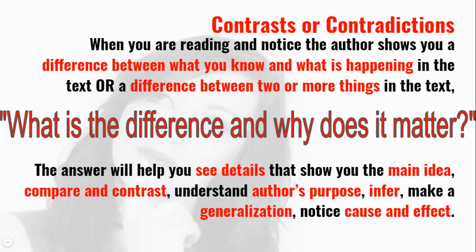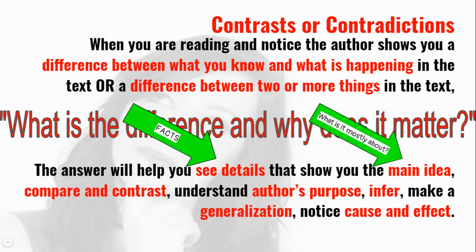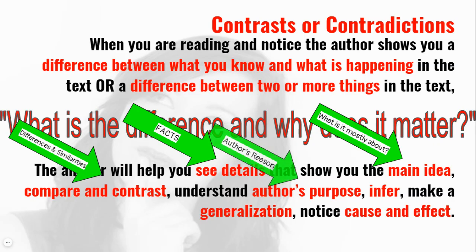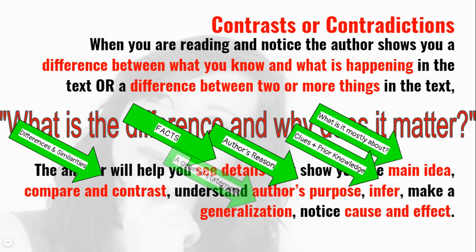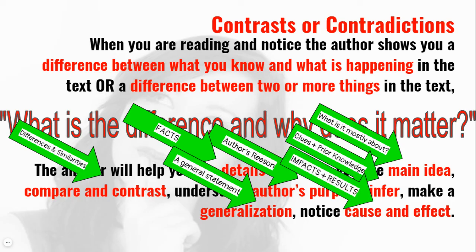To review, when you are reading and notice the author shows you a difference between what you know and what is happening in the text, or a difference between two or more things in the text, the answer will help you see the details or facts that show you the main idea or what it's mostly about, compare and contrast or reveal differences and similarities, understand the author's purpose or author's reasons, infer or combine your prior knowledge with clues from the text, make a generalization or a common idea, or notice cause and effect, which could be impacts and results.